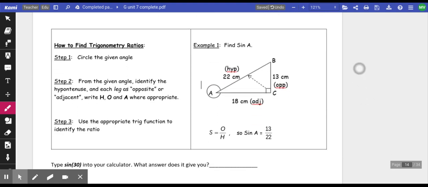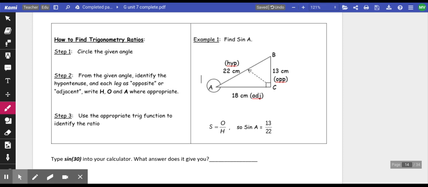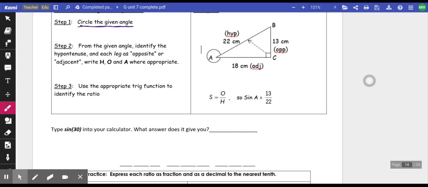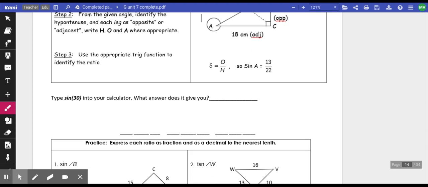So now, how do we find a trig ratio? First of all, we're going to circle the angle we know. Then from that angle, we're going to identify the hypotenuse, opposite, and adjacent, and we're going to label them H, O, and A. Then we're going to use the appropriate trig function to identify the ratio. So here, when we're finding sine, it's 13 over 22. So now on our calculator, we can see how we find sine of 30.